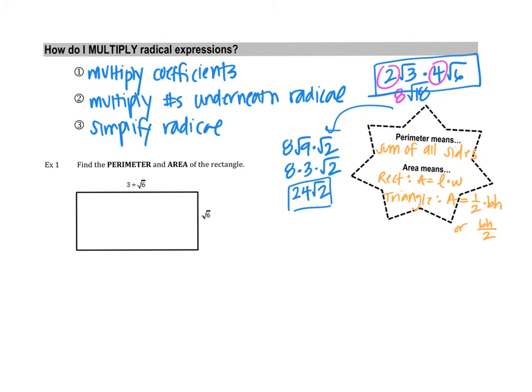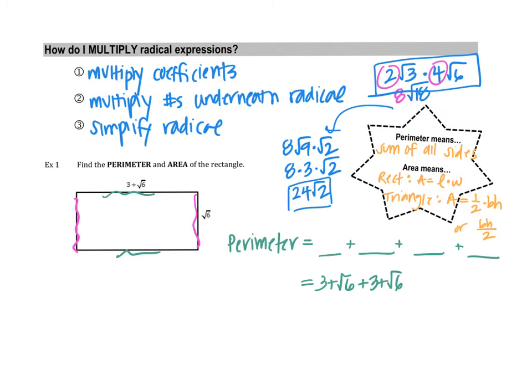So let's first start with perimeter. So perimeter is the sum of all sides. So for the perimeter, what we're going to do, okay, I have 4 sides. 1, 2, 3, 4. So I'm going to take my 4 sides. So we'll start with 3 plus root 6. You know that happens twice. So plus 3 plus root 6. And then I have my other 2 sides right here and here. So then I have again plus root 6 plus root 6.